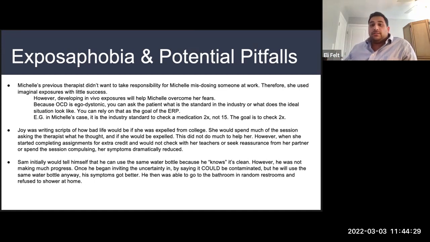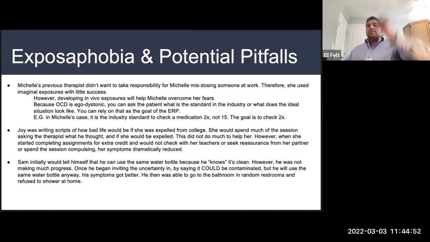And the therapist is like, okay, awesome, right? We're tackling this. He's going down in his water bottle use, but he wasn't really going down in anything else. And I think the difference was because if you look at what Sam was saying, he was saying, I know it's clean. And he wasn't really confronting the uncertainty part. And that's the part that we really need to change. He has to be more comfortable being uncertain, more comfortable being uncomfortable with that.